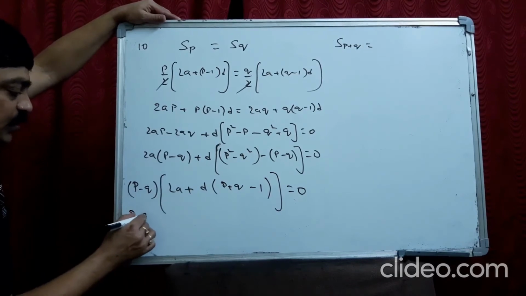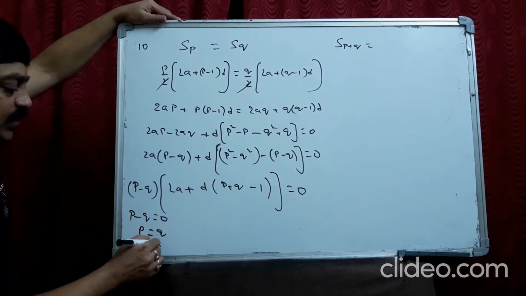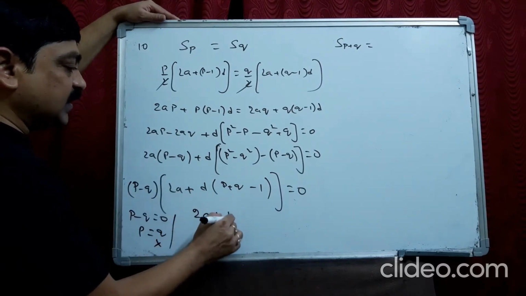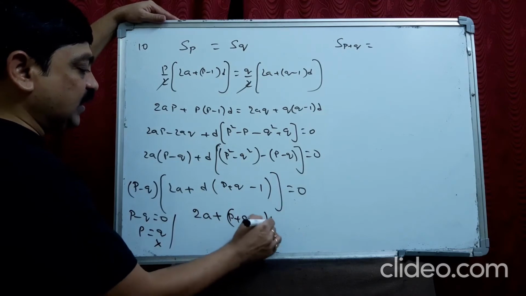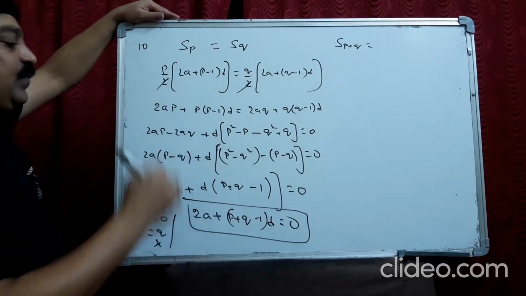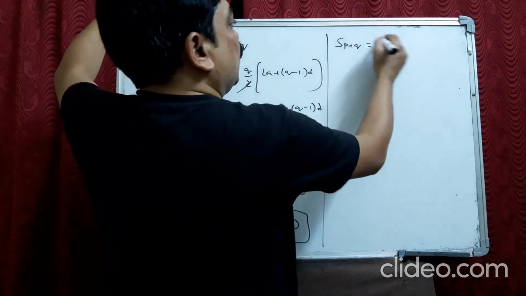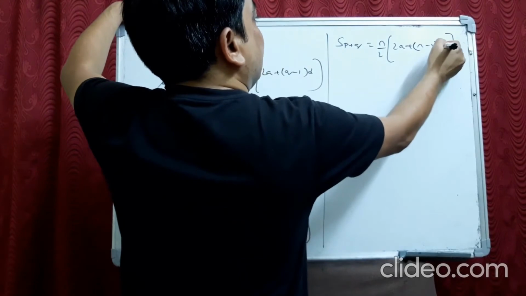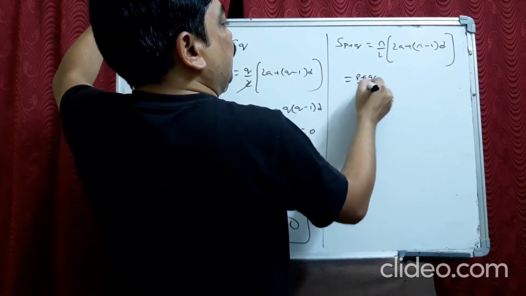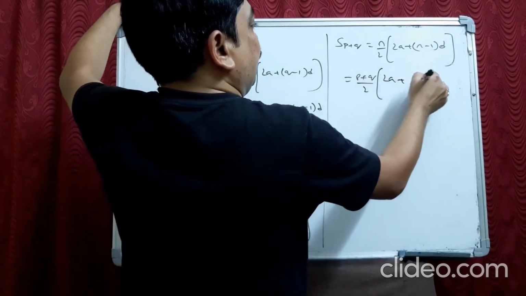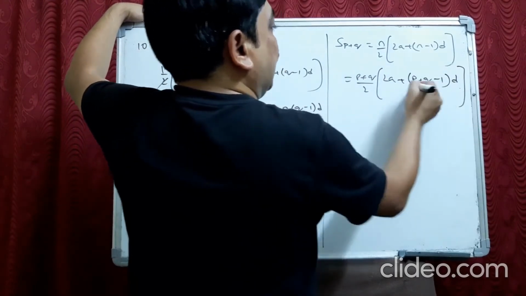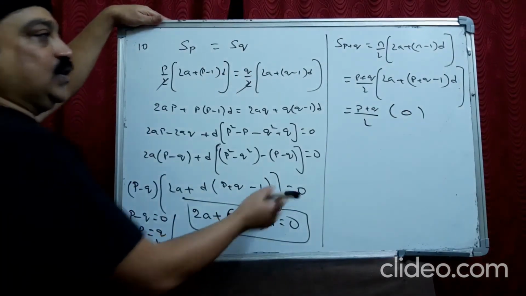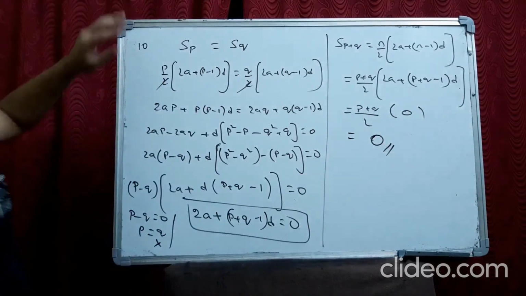If I take p minus q equal to 0, it becomes p is equal to q, which is not true because p and q are different, they told. So what should happen? 2a plus p plus q minus 1 into d should be equal to 0, put it as a box. Now, according to the formula of Sn, what should this be? N by 2 of 2a plus n minus 1 into d. What is your n here? P plus q. P plus q by 2, 2a plus p plus q minus 1 of d. But we proved that this value is 0 here. So 0 into anything, the whole thing becomes 0.